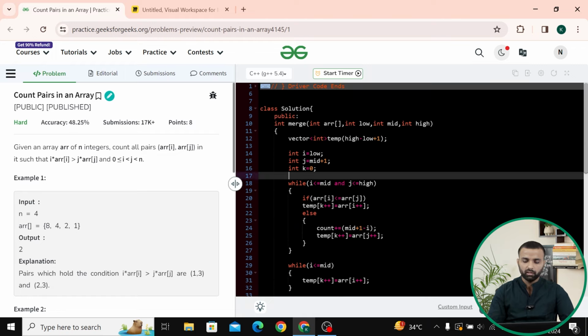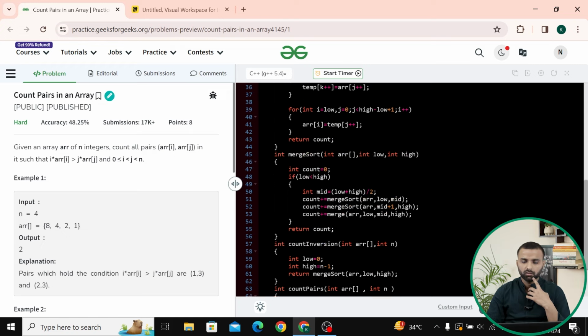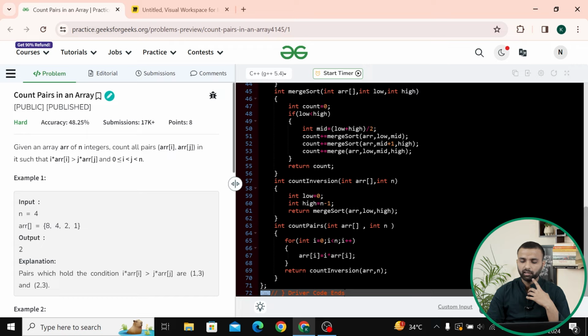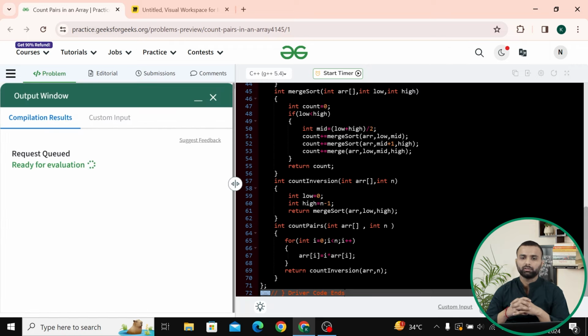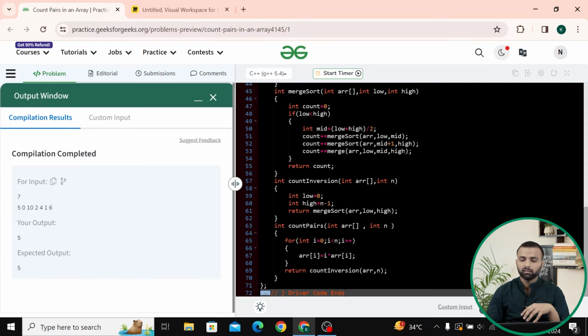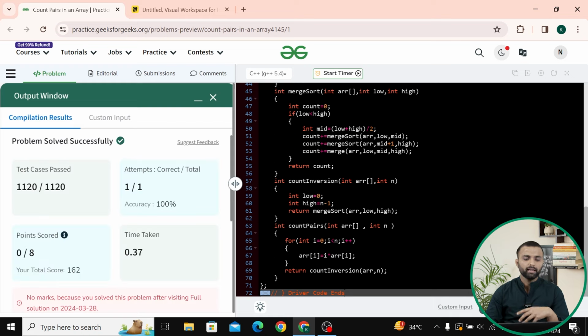Okay, so let me here initialize my count. So this is the simple code of it. Let's compile and check whether it's working fine or not. Yeah, it's working fine. Let's submit and check. Yeah, as you see, all the test cases are passed, right?